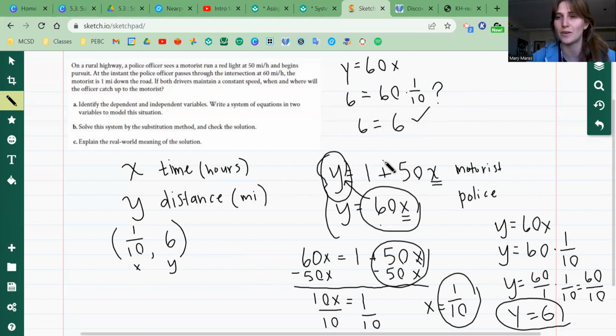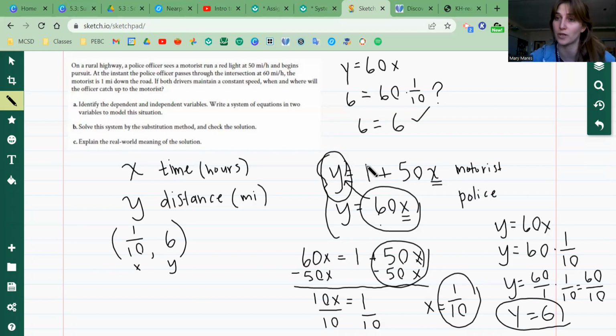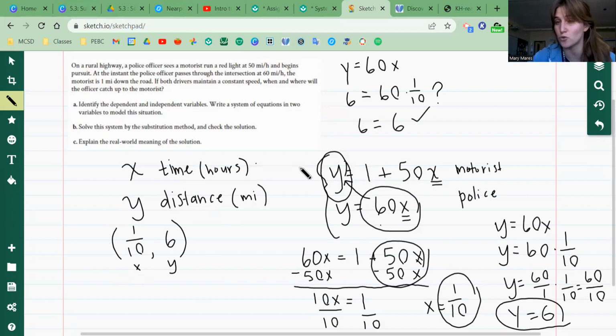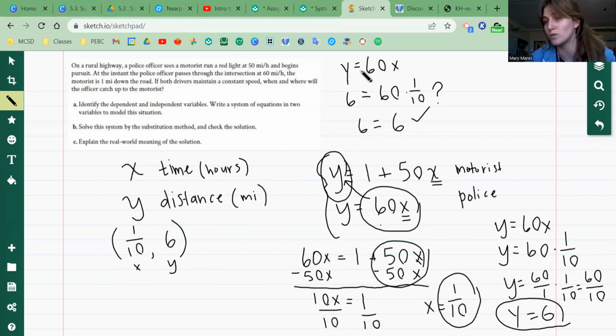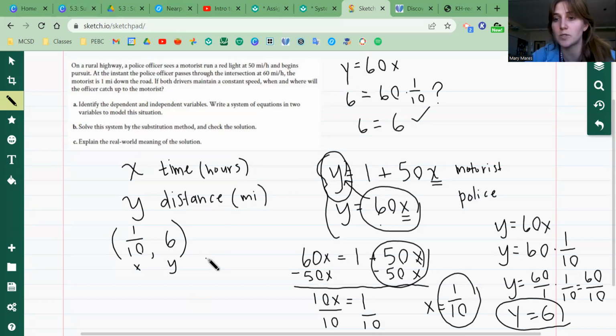And that might seem a little unnecessary to do sometimes, but it's a really easy and quick way to check your answer and make sure that you're getting the right answer. If you ended up with the wrong answer down here and you tried to plug it in, then you'd get something like 5 equals 15. And it's like, no, 5 doesn't equal 15. So again, it's just a really easy way to check your work, right? And there we go. That's the substitution method.